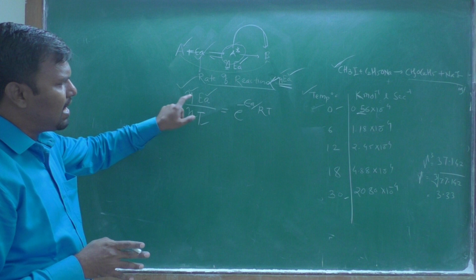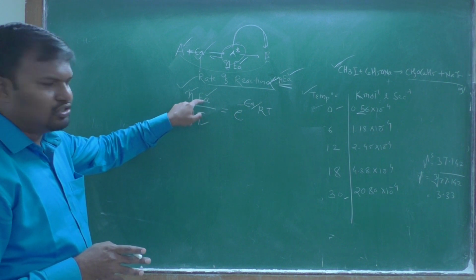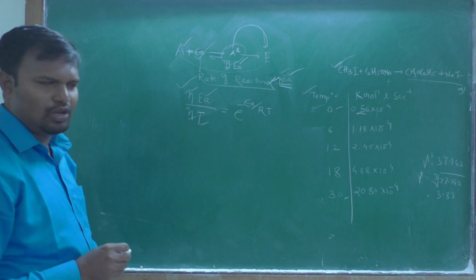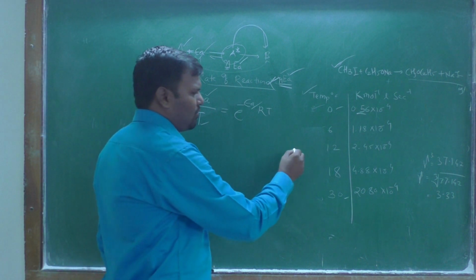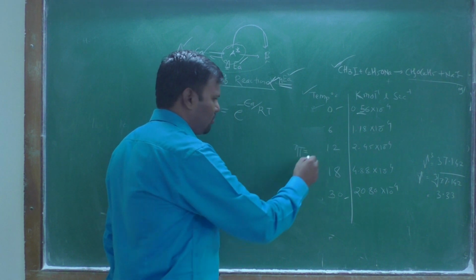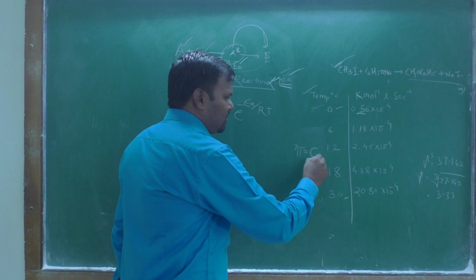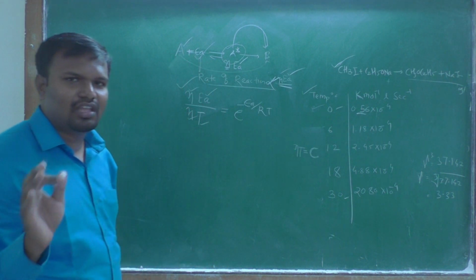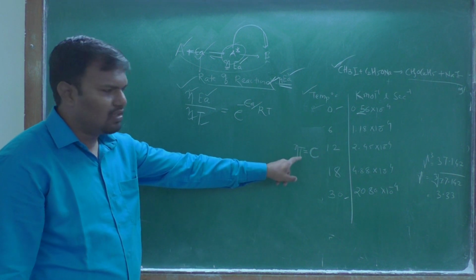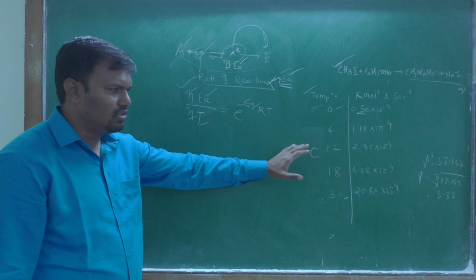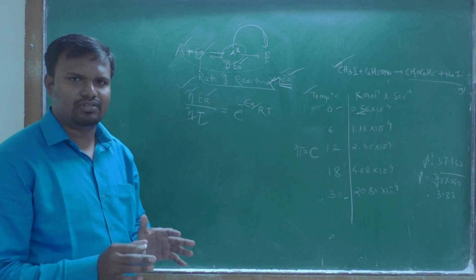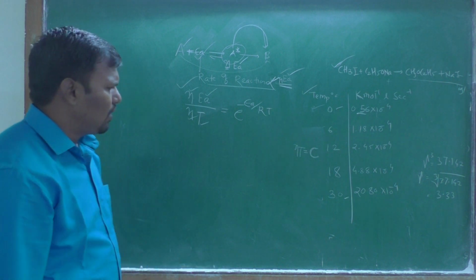Therefore, the number of activated molecules upon the total number of molecules. Remember that if NT is the total number of molecules, then the total number of reactant molecules is nothing but the concentration of the reactant.